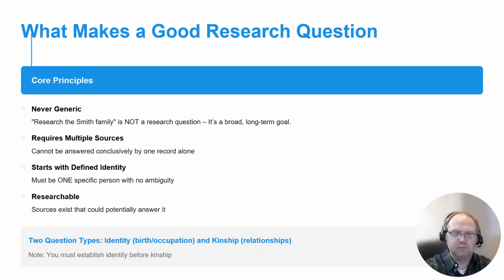All right. So what makes for a good research question? You have a vetted knowledge base that appears reasonably solid. You're on solid ground, ready to formulate a research question. Not just any question, a good one. There are four core principles that make a research question effective. First, it's never generic. Research the Smith family is not a research question.